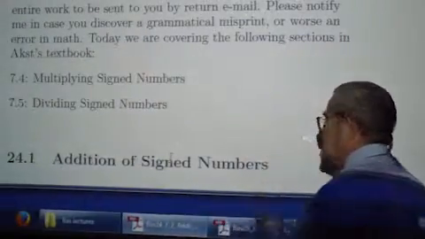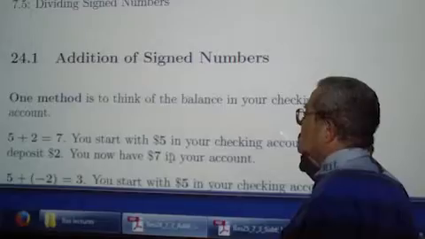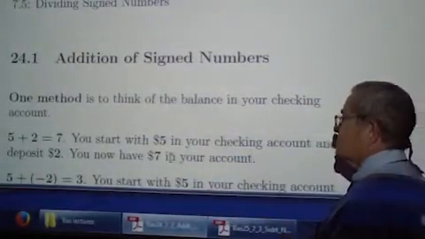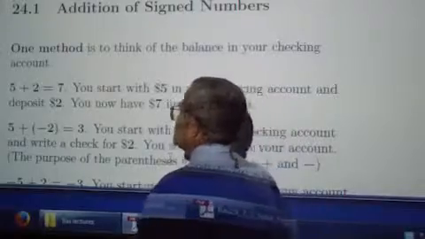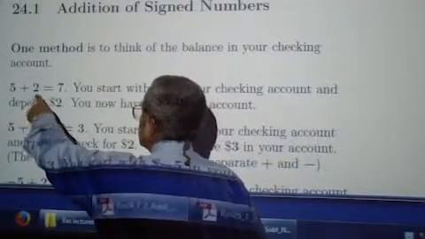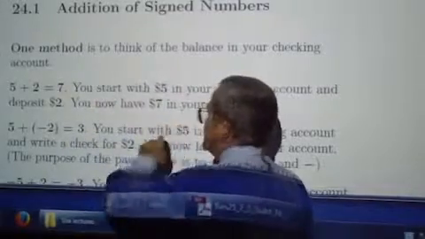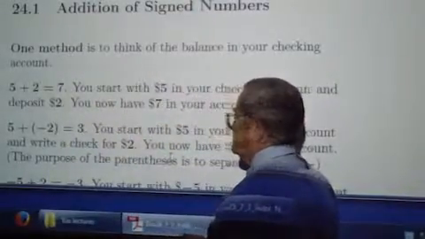So we want to add signed numbers. One method is to think of the balance in your checking account. 5 plus 2 is 7. You have $5 in your checking account. You take $2 to the bank. You have $7 in your checking account. So 5 plus 2 is 7.